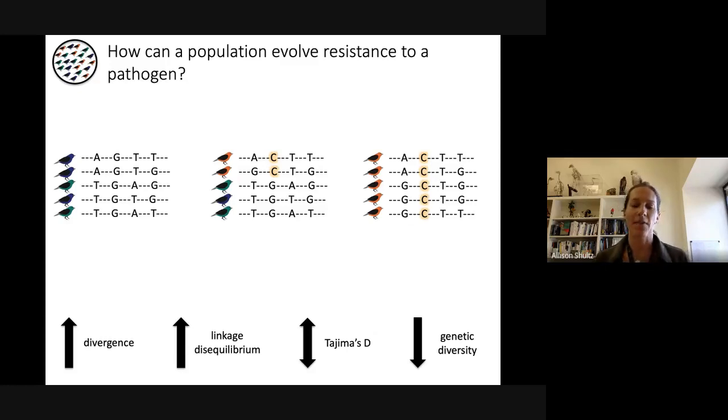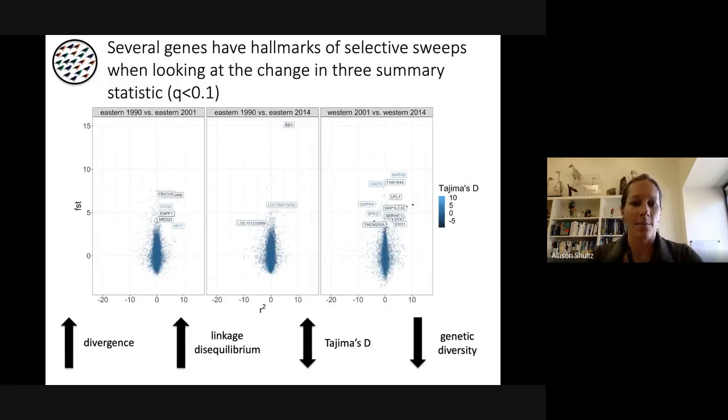I then got the outliers in these different comparisons through time and looked at the intersection of, for example, genes that had increased linkage disequilibrium, increased divergence, and decreased genetic diversity. And here, we actually do get some genes that pop out. And so here's our Eastern before and 10 generations after, Eastern before and 20 generations after, and then Western before and 10 generations after.